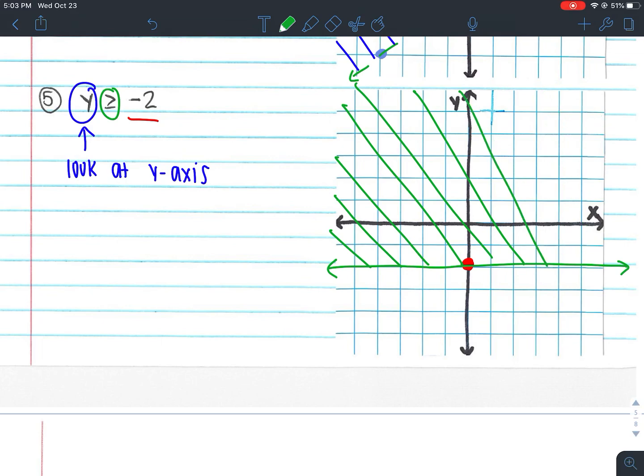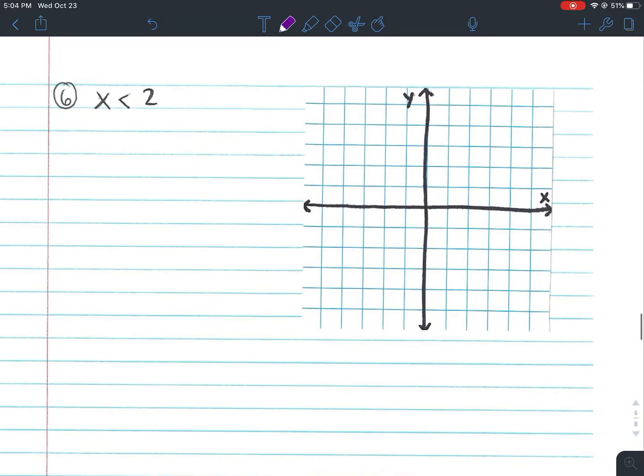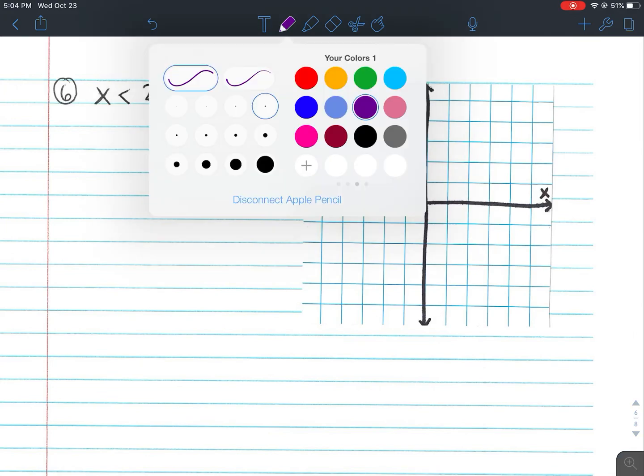So some examples of solutions would be the point (0, 0). A non-solution would be the point (0, negative 5), right? So anything in the non-shaded area is a non-solution. The y-intercept (0, negative 2) is a solution because the line is solid there. So for solutions, you could have (0, 0), or a non-solution could be (0, negative 5), something that's down here.